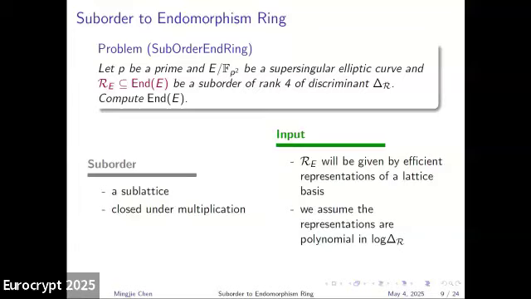So to give you a little more detail, a suborder is a sublattice, and it's closed under multiplication. And we are looking for an efficient algorithm. So what's the input of our algorithm? This suborder will be given by efficient representations of a lattice basis. And we will assume the representations are efficient, meaning that their size is polynomial in log of the discriminant. And this can always be achieved by doing lattice reductions.